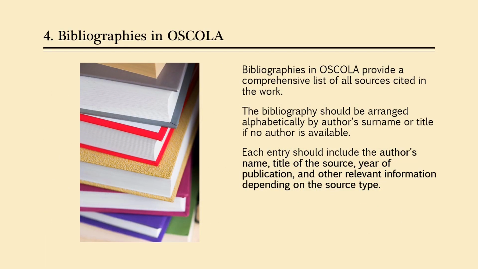Bibliographies in OSCOLA. The bibliography in OSCOLA provides a complete list of all the sources that you have cited in your work. It should be organized alphabetically by author's surname, or by the title if no author is available. Each entry should include the author's name, title of the source, year of publication, and other relevant information depending on the source type. Consistency in formatting and punctuation is crucial again for a well-structured bibliography.